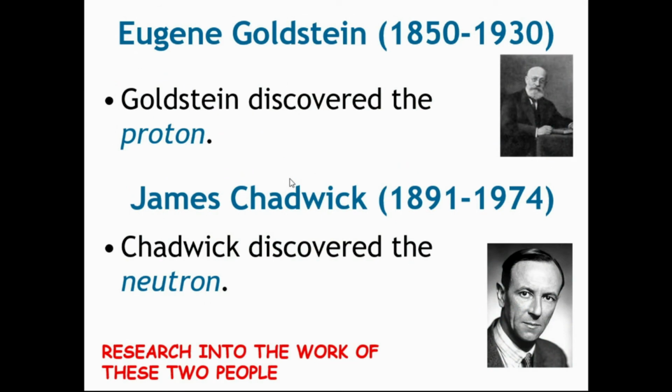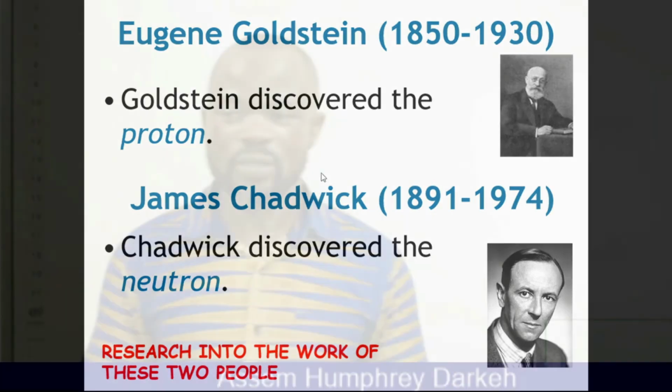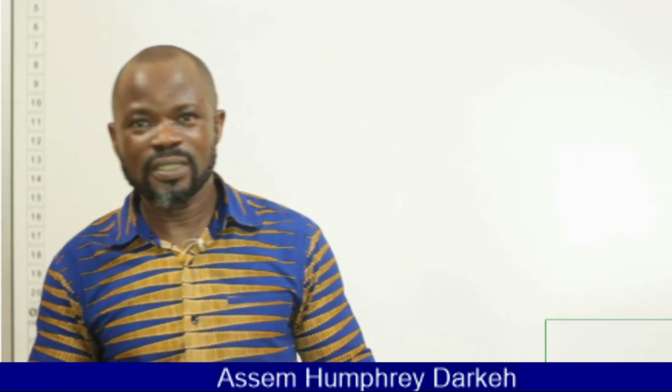Another man, James Chadwick, 1891 to 1974, also discovered the neutron. Chadwick discovered the neutron. So, as a research, please find out how these two individuals were able to discover the proton and the neutron.